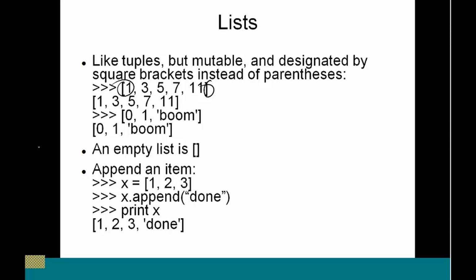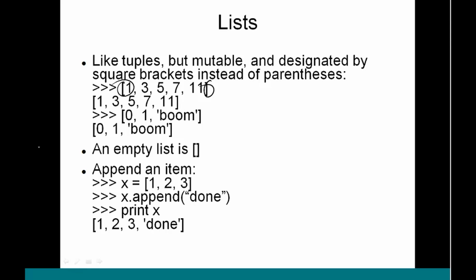So here we have 1, 3, 5, 7, 11, and that's denoted as a list. And then you can also have different values, like 0, 1, boom, which is also a list. An empty list is just square brackets stuck together.